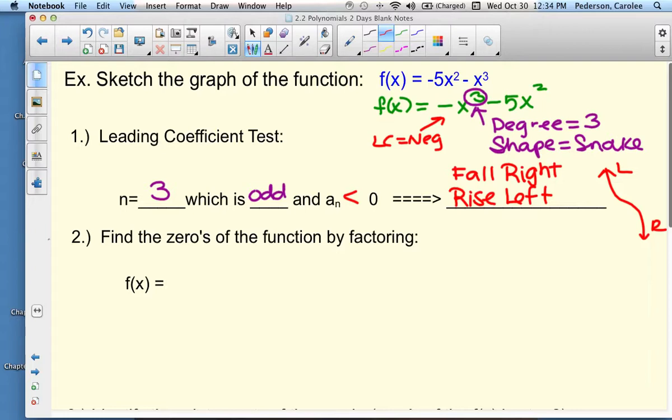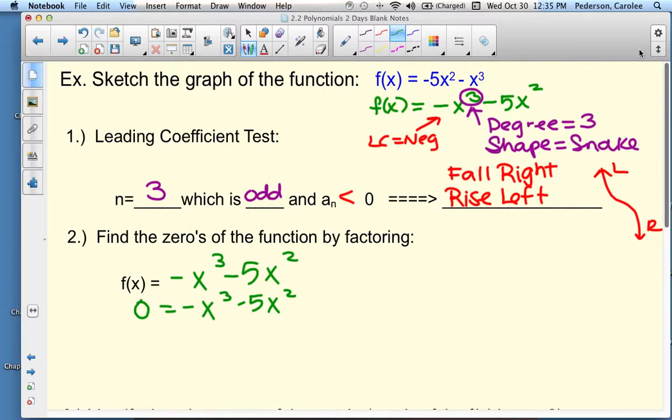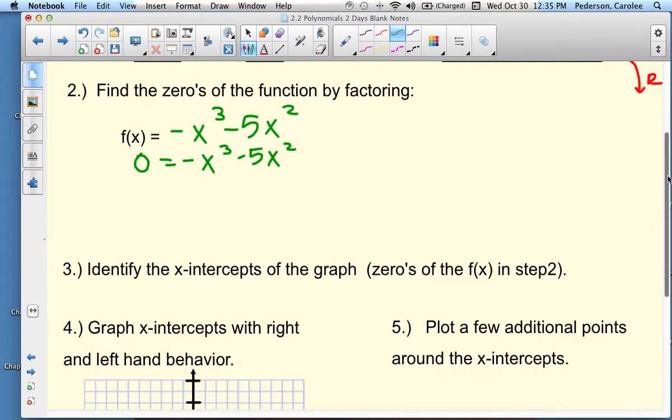So now we want to find the zeros of the function so we can find those x-intercepts. So I'm just going to use that green function in standard form. I'm going to set the function equal to 0 and solve for x. I'm going to try and factor it first. That's the first way to see if you have some zeros of the function. So I'm going to take out a GCF of negative x squared. I'm left with x plus 5.